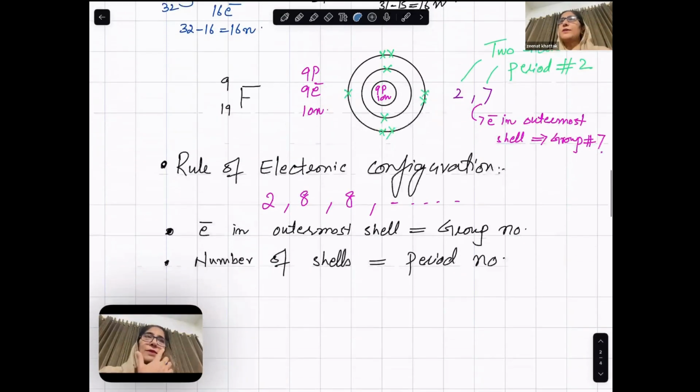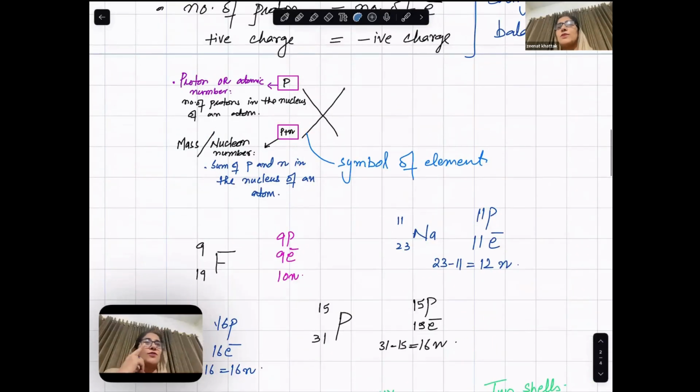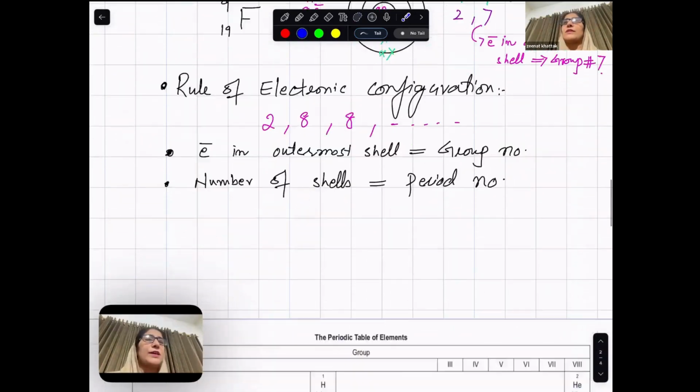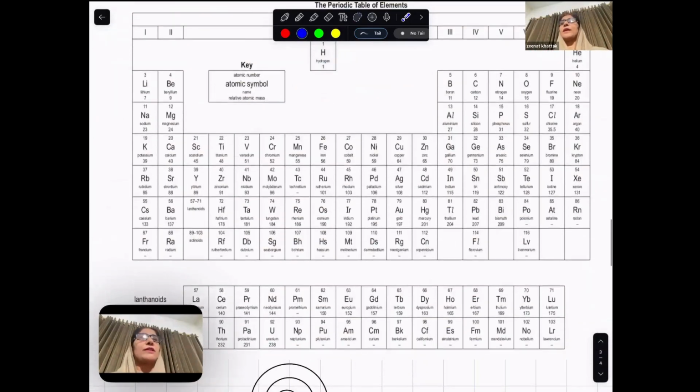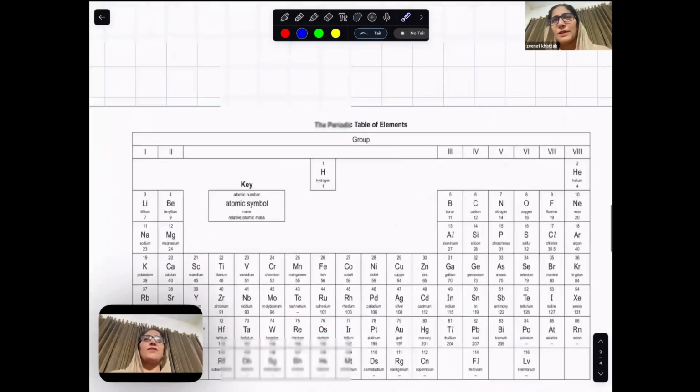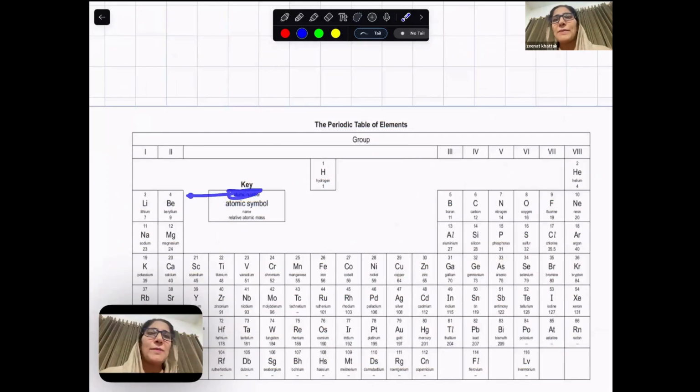So what are we talking about? We are talking about the proton number, the atomic number, the nucleon number. This is the proton, this is the electron, and 19 minus 9 are neutrons. Right now, look at the periodic table. This would be given to you in every paper, right? So this is a symbol. These are the atomic number, the protons, and the relative mass, the nucleon number. They are almost the same thing, right?